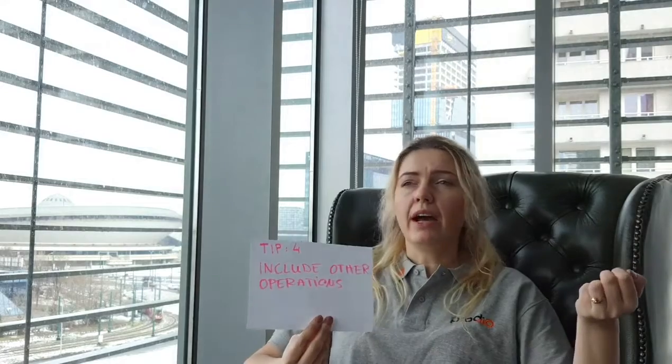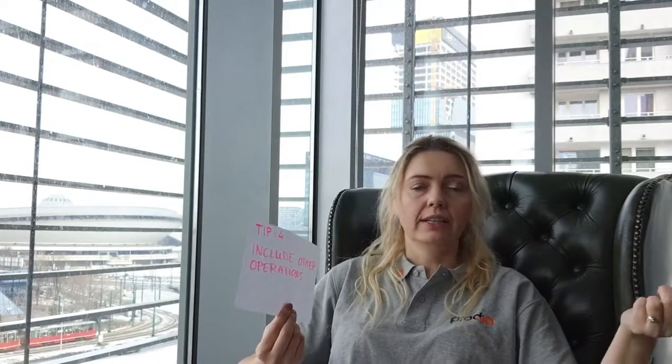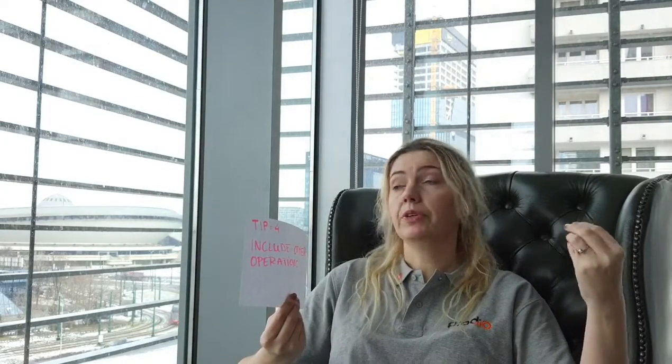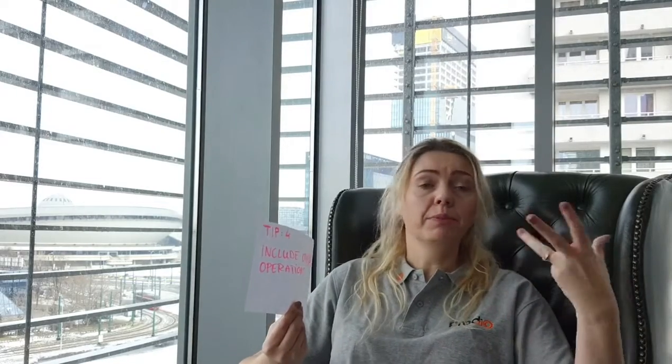Tip number 4, include other operations. Very often there are operations, such as preparation of documents and technical documentation, which are forgotten. They are not included in the production process, or we forget to calculate the time for those operations, and they are not monitored properly. You should include all these operations, for example, preparation of the machine, setting the machine, changing the form, the mold on the machine. You should include them in the process, and then you can have full monitoring of your production process, because you can see them on the production schedule.